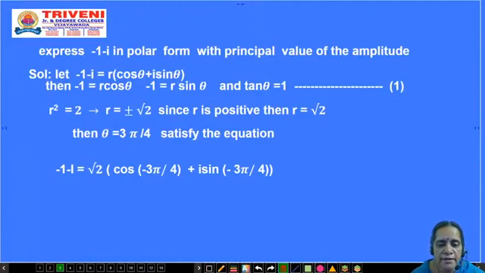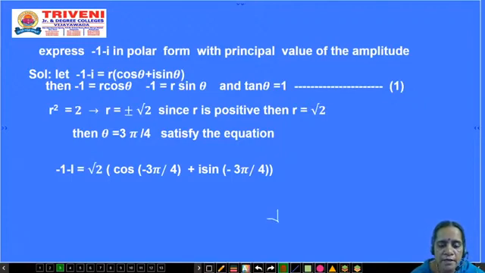Then we can get the value of the amplitude in theta form. Tan theta is equal to r sin theta by r cos theta. R gets cancelled. Sin by cos means tan, that is equal to minus 1 by minus 1. We can get it as 1. Then the value of tan theta is equal to 1. Then we have to find the value of r here.